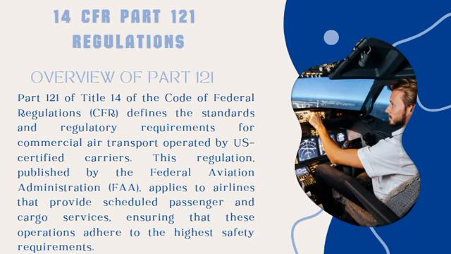This regulation, published by the Federal Aviation Administration (FAA), applies to airlines that provide scheduled passenger and cargo service, ensuring that these operations adhere to the highest safety requirements. Part 121 regulations cover a wide range of criteria, including aircraft maintenance practices, crew training requirements, and operational control standards. Part 121, by prescribing certain rules, plays an important role in improving commercial air transport safety, reliability, and uniformity.